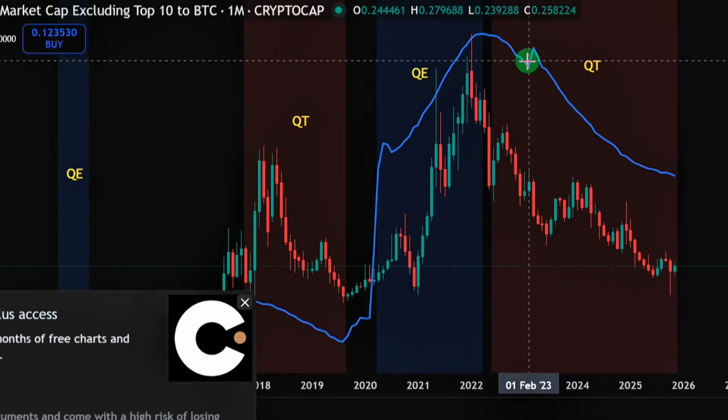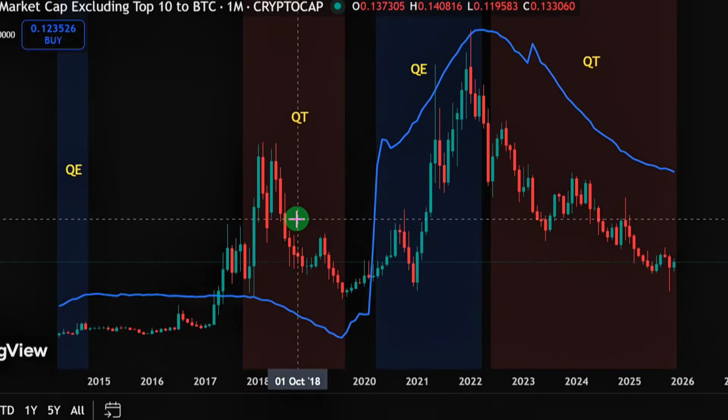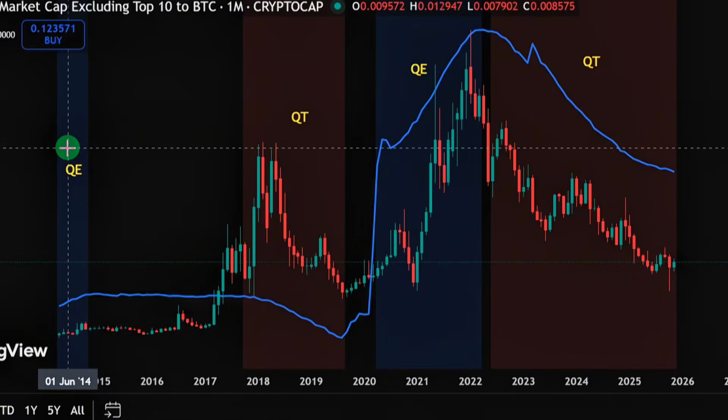This blue line indicator represents the Fed balance sheet. The technicals and macro events are both pointing in different directions right now. During the period of quantitative easing, money is being injected into the financial system. It also increases demand for BTC and large cap cryptos. And also, guys, the crypto price often increased during this strong quantitative easing period.